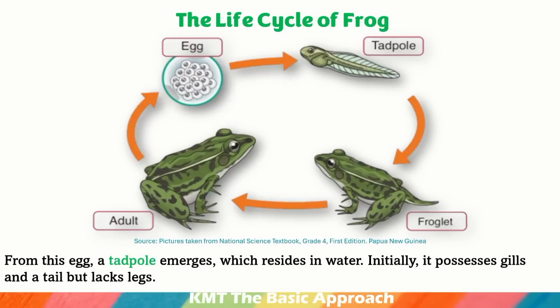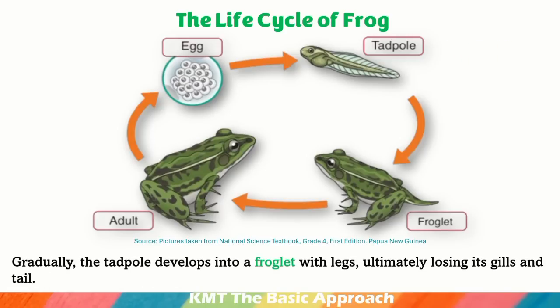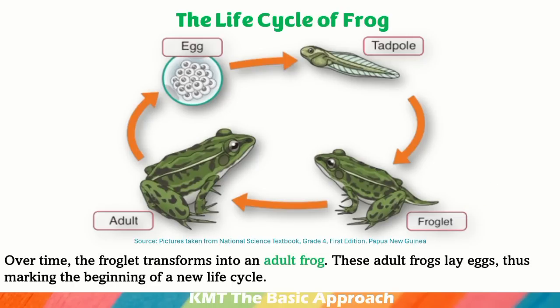From this egg, a tadpole emerges, which resides in water. Initially, it possesses gills and tail but lacks legs. Gradually, the tadpole develops into a froglet with legs, ultimately losing its gills and tail. Over time, the froglet transforms into an adult frog. These adult frogs lay eggs, thus marking the beginning of a new life cycle.